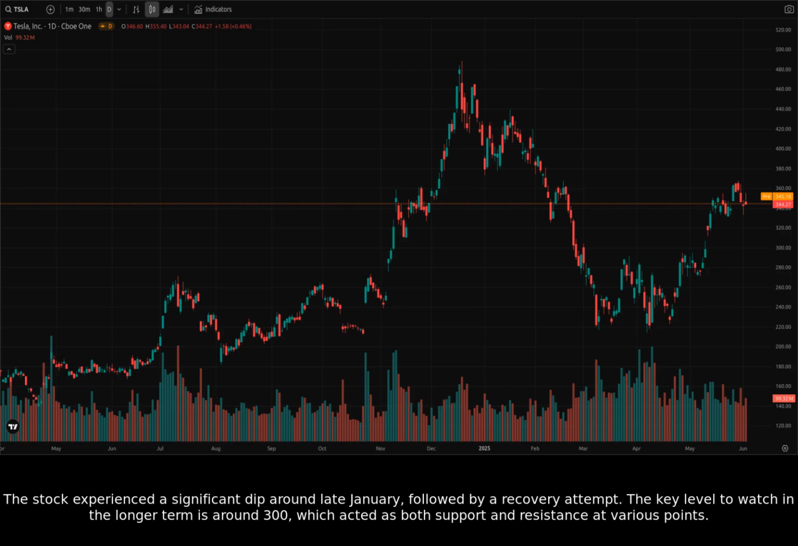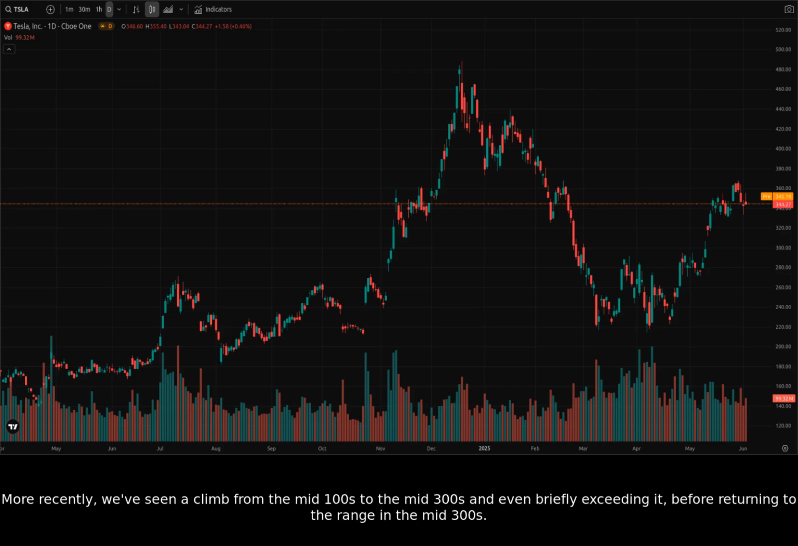The key level to watch in the longer term is around 300, which acted as both support and resistance at various points. More recently, we've seen a climb from the mid-100s to the mid-300s and even briefly exceeding it, before returning to the range in the mid-300s.